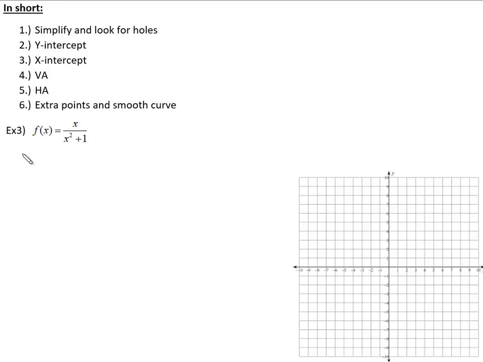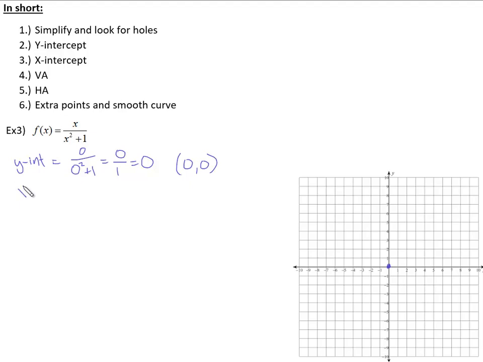So let's go straight to our y-intercept. That's where I plug in 0 for x. 0 over 0 squared plus 1, which is 0 over 1, which is just 0. So that tells me my graph actually passes through the point (0, 0). Goes through the origin.